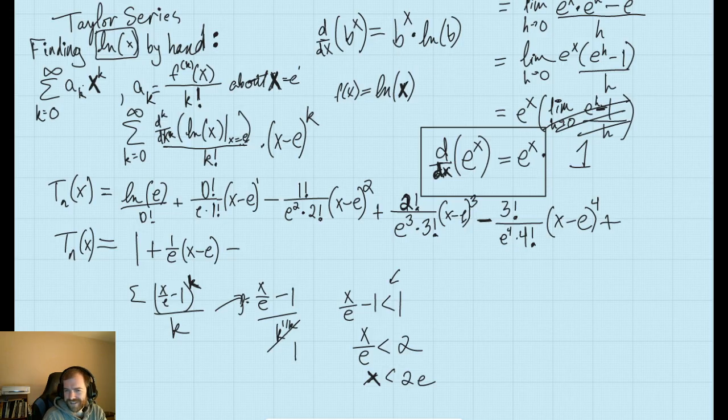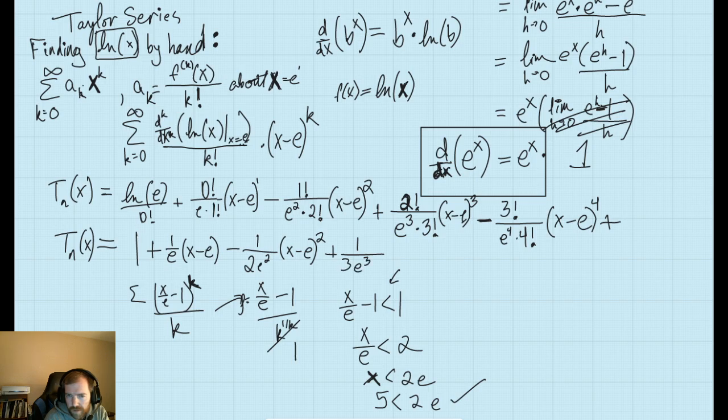Whew. Right, so 5 is less than 2e. We've got a check mark on that now because, yeah, we know that's true. All right, then going through all the rest of this stuff. No guarantees on how fast this will converge, of course, but, you know, right. This is going to be 1 over 2 factorial, 2e squared times (x minus e) squared, plus, this is going to be 1 over 3e to the third times (x minus e) to the third, minus, oh right, and it's also an alternating series, which helps.